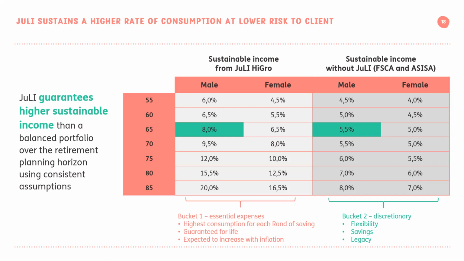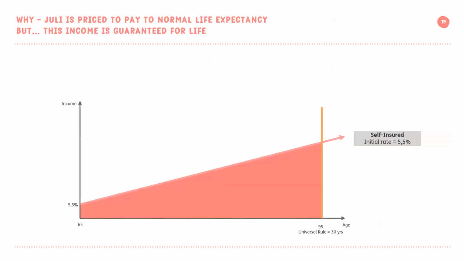So you can see that the annuity rate, or the guaranteed lifetime income that can be purchased with a life annuity, is higher than the sustainable drawdown rate. And there's a very important point that needs to be put across here, and that is it's not magic. It's just that when you are in a living annuity, you're self-insuring, and therefore you need to plan for perhaps 30 years. So that's kind of the universal rule.